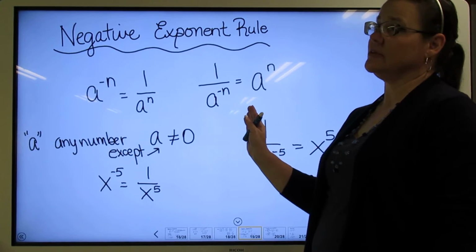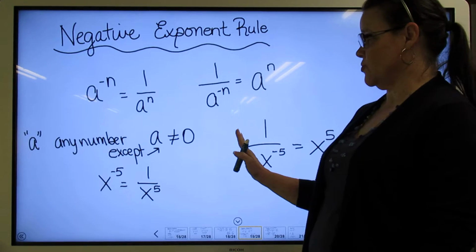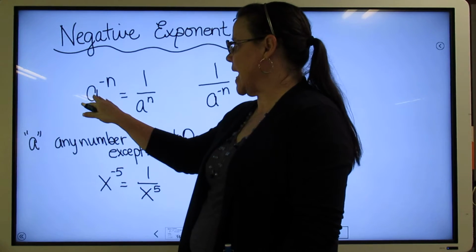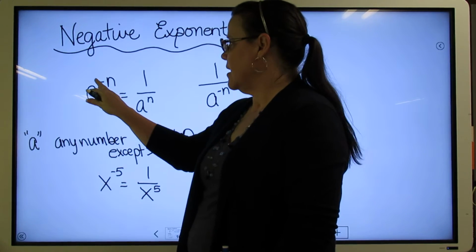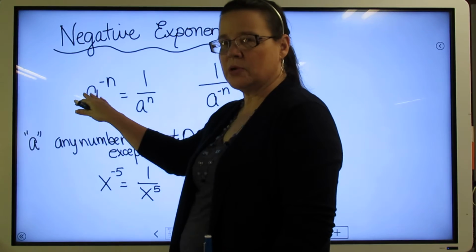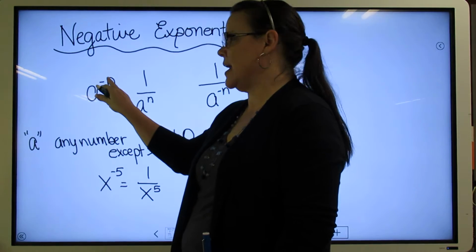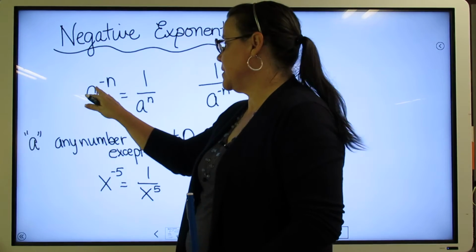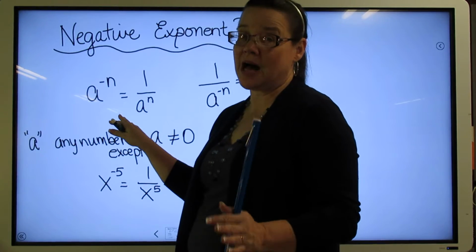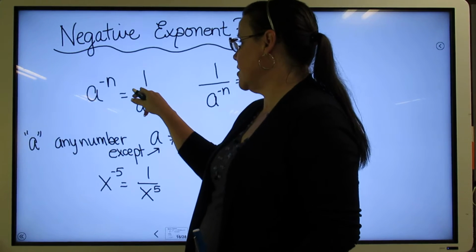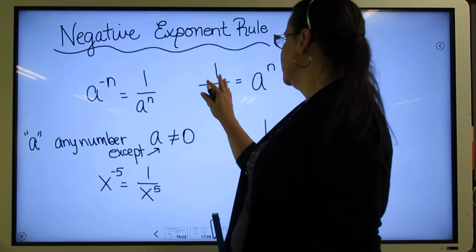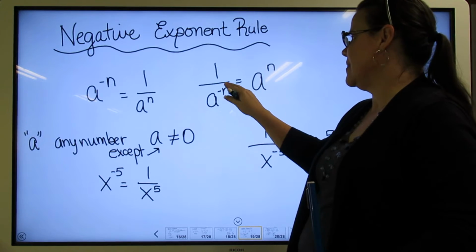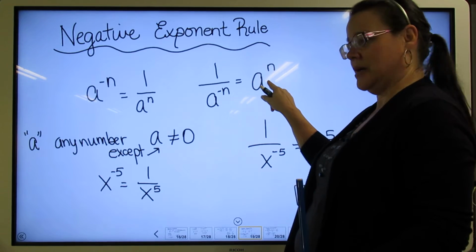Hello, so today we're going to talk about the negative exponent rule, and that is when you have a negative exponent. This is a to the negative n, a being the number or the variable, and negative n being the exponent. You have to flip it and put it on the bottom for it to be positive. So you do 1 over a to the n. So if it's 1 over a to the negative n, then you flip it back and you make it positive.